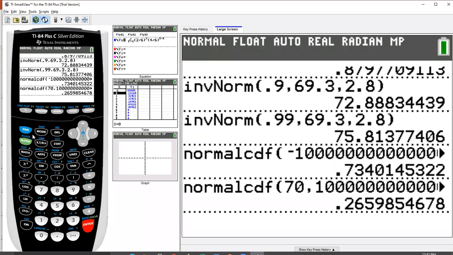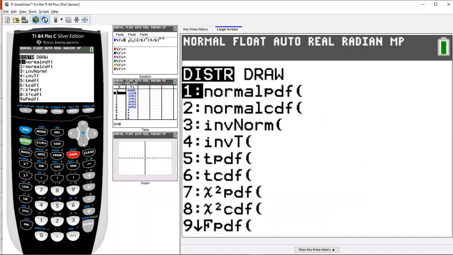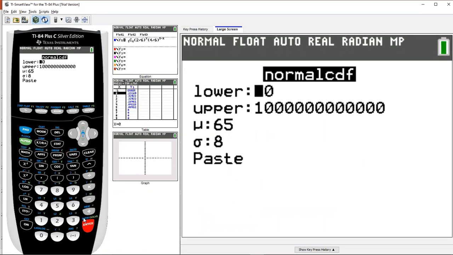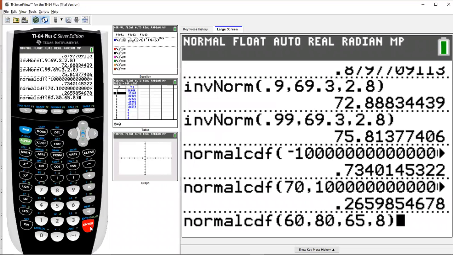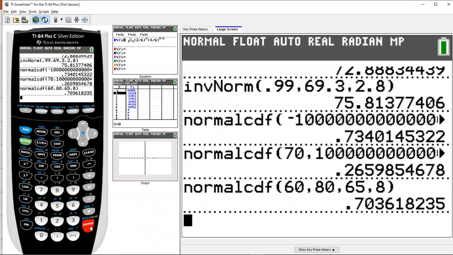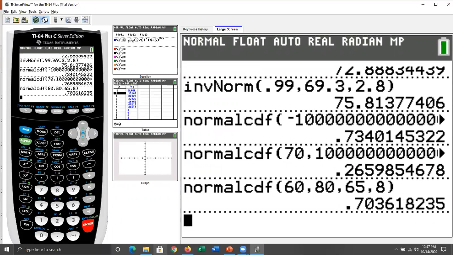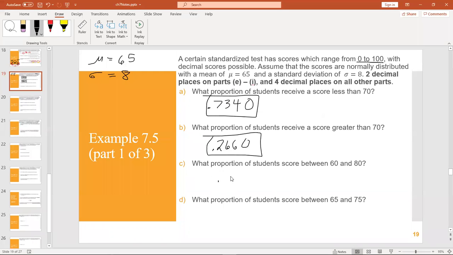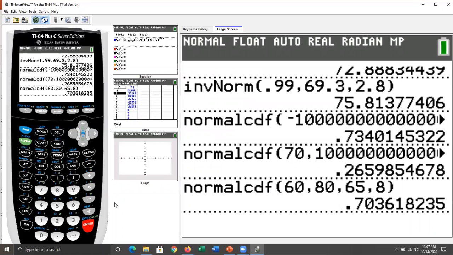That's a great question. So let's do second vars. Do the normal CDF. We're going as low as 60 and as high as 80. The mean and the standard deviation haven't changed. They're still 65 and 8. That's 0.7036. All right, there you go. How about that?